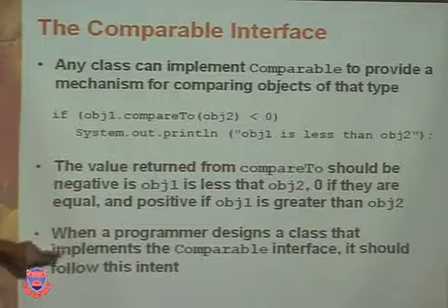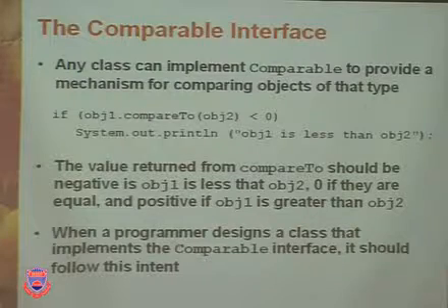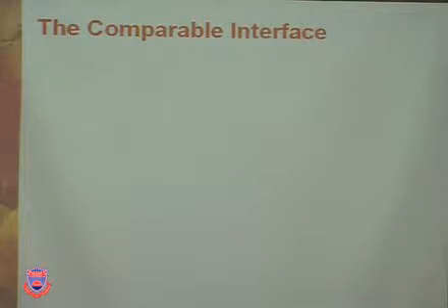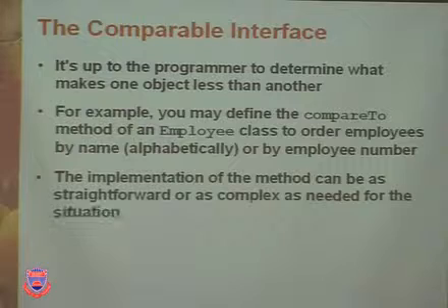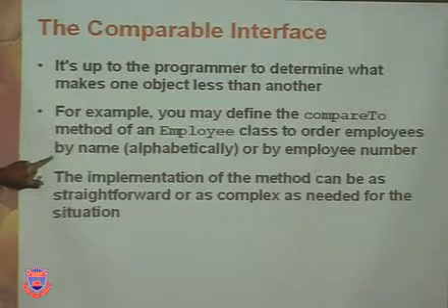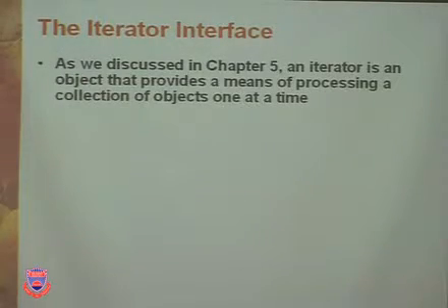So when a programmer designs a class that implements the Comparable interface, it should follow the same intent. If the first object is smaller, you will return a negative value. If the second object is smaller, you will return a positive value. If they are equal, you should return 0. That's the general intent of the compareTo method, which you will follow. For example, in the Employee class, you might order employees by name or by employee number. Which one should you choose? Whether you return positive or negative depends on the implementation of the method, as I said earlier.